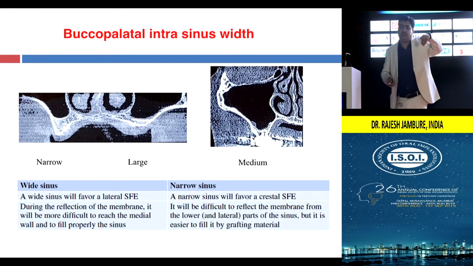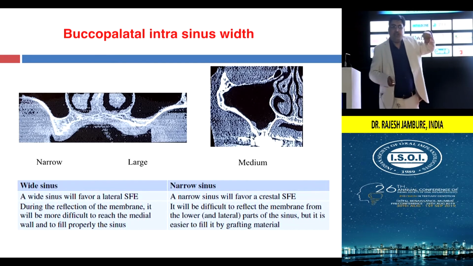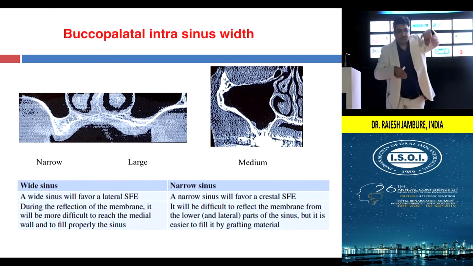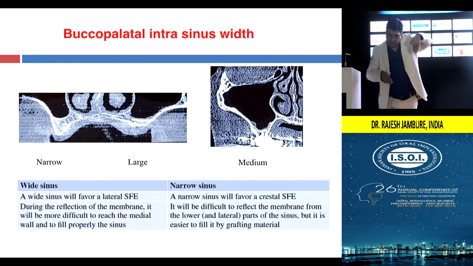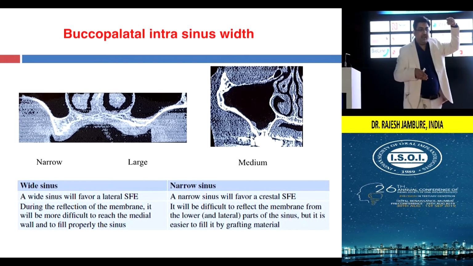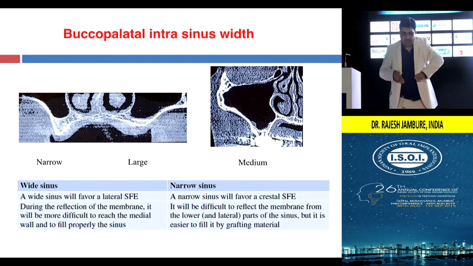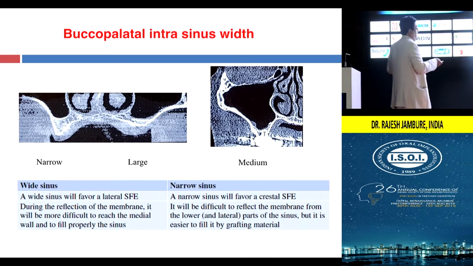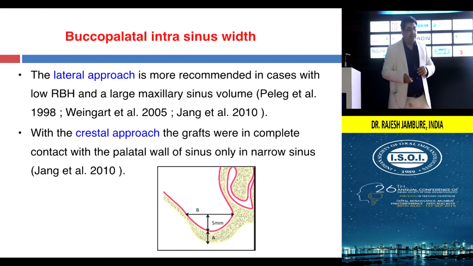Now what is the difference? In the wide sinuses, you can easily lift the membrane, whereas in very narrow sinuses, the instruments which we use for lifting the membrane need to go down, what we call the cobra elevators kind of thing. So it's very difficult to do in very narrow areas. So it's preferred that you use the Crestal approach in narrow sinuses.